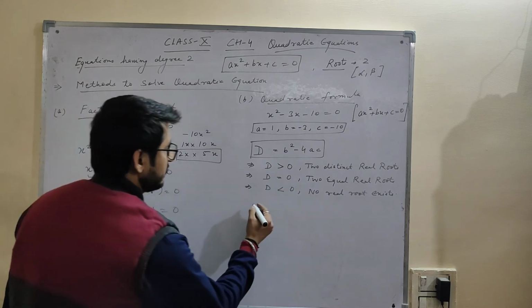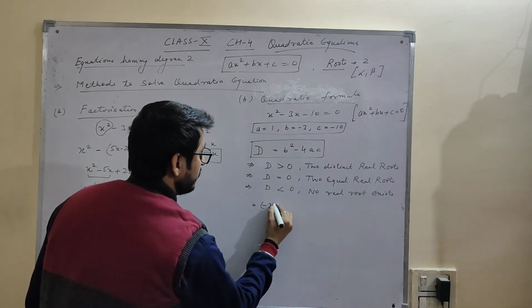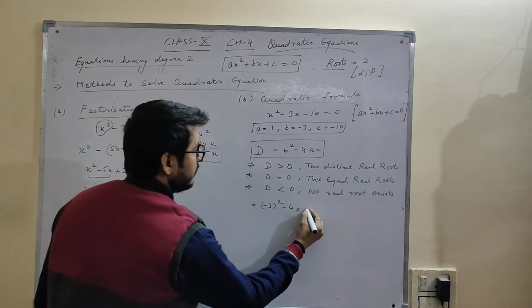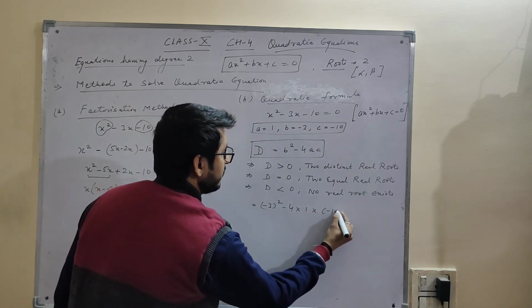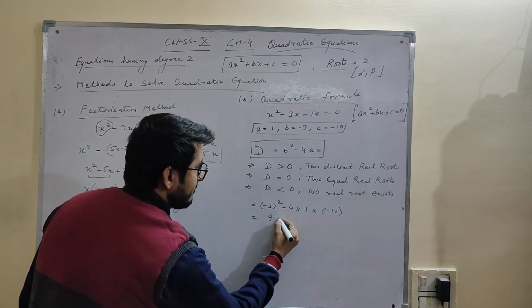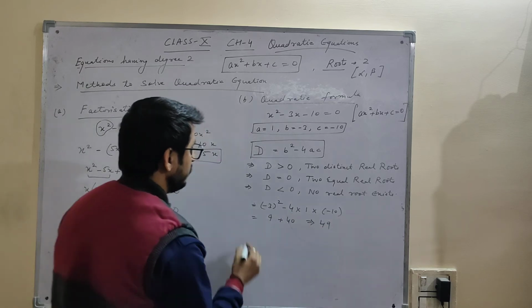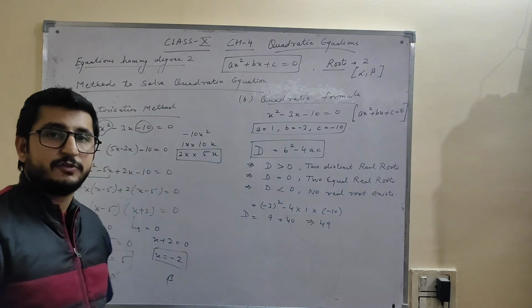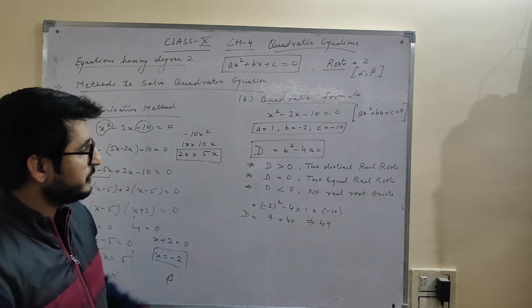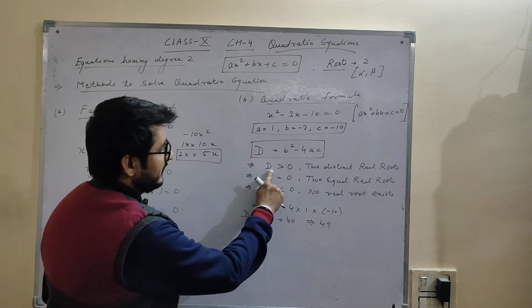So let's solve this. We will get b square, that is minus 3 square, minus 4 into a, which is 1, and c is minus 10, so we will get 9 plus 40, that is 49. So we have got the value of D as 49. So what type of case is this? If you observe, the value of D is 49, which is greater than 0. That means this is the case D is greater than 0.